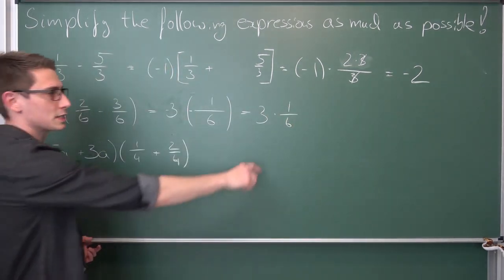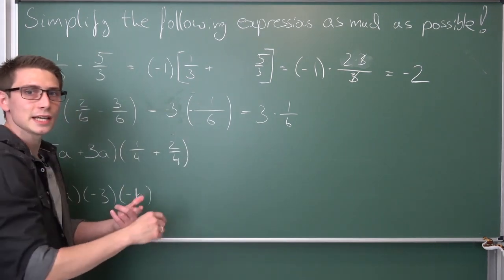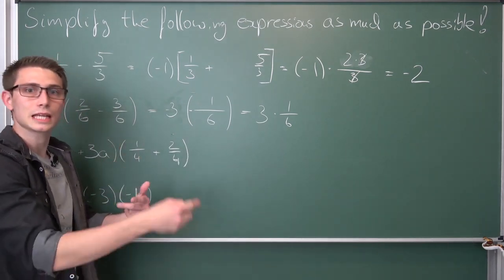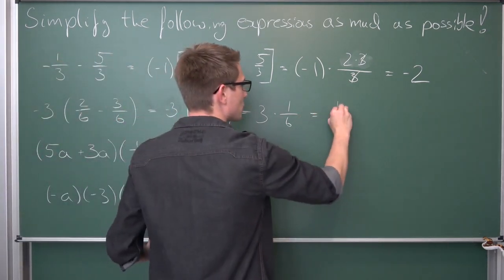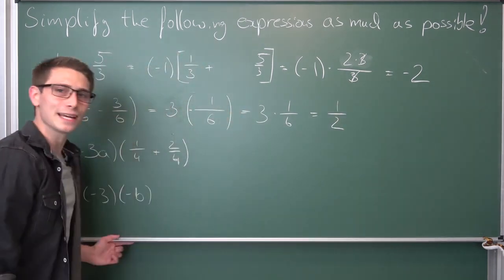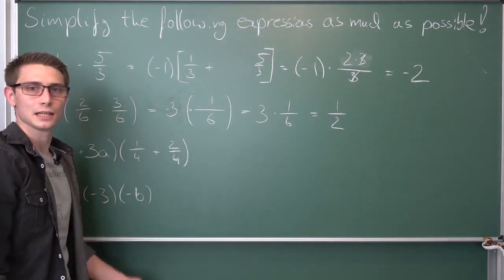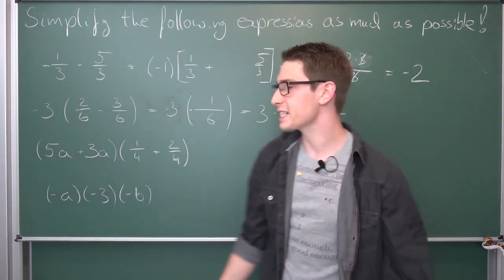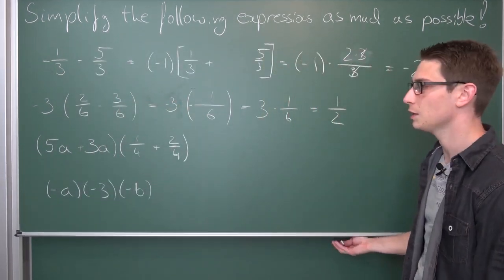3 times 1/6 is nothing but 3 over 6. 6 is nothing but 2 times 3, cancelling out the 3's gives us 1/2. And then we are done, alright? Just basic arithmetic we are doing here. Basic algebra, really easy stuff.